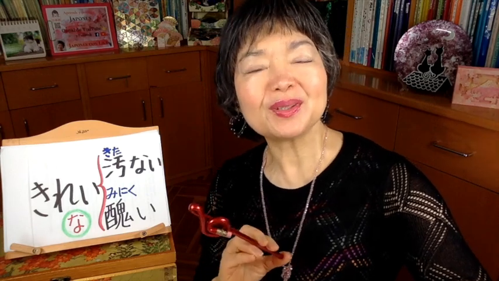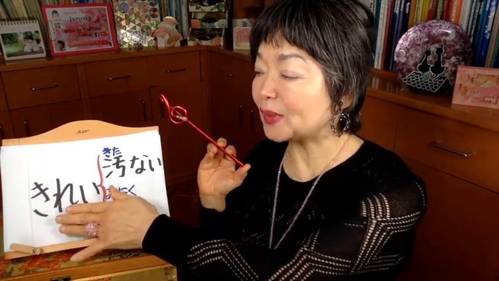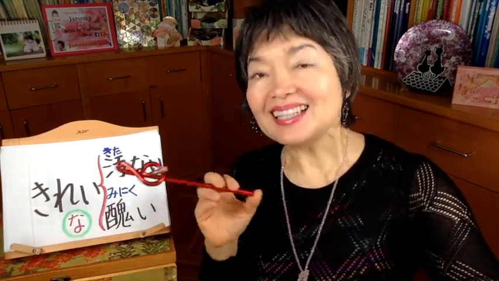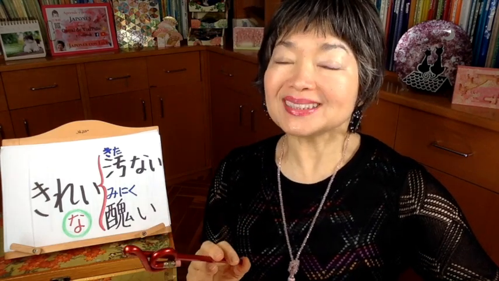Other example. Here is a girl named さゆり. Then I can say, さゆりさんはきれいです. さゆり is beautiful. But I can say, さゆりさんはきれいな人です. さゆりさん is a beautiful person.